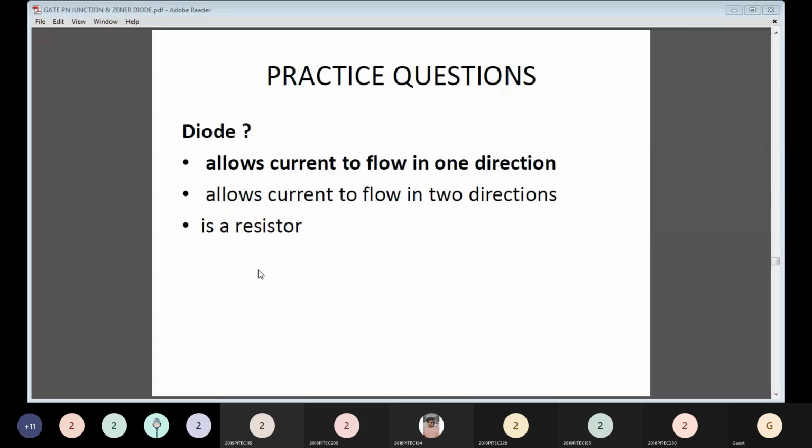What is a diode? A diode consists of two terminals. Already I said one is the positive terminal, anode, and the negative terminal is cathode. While connecting the positive terminal anode to the positive terminal of the battery, as well as the negative terminal cathode to the negative terminal of the battery, it will be under forward bias condition. It starts conducting current. So this diode allows a current to flow in one direction, not in two directions, and it is not a resistor. That is the correct answer.